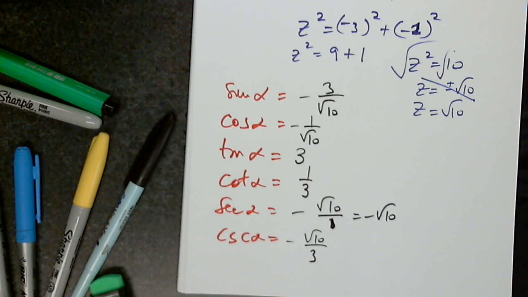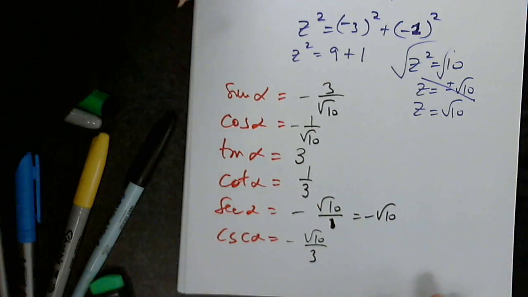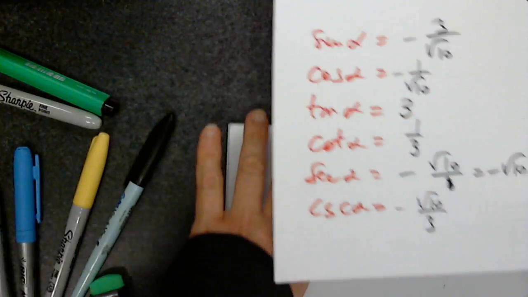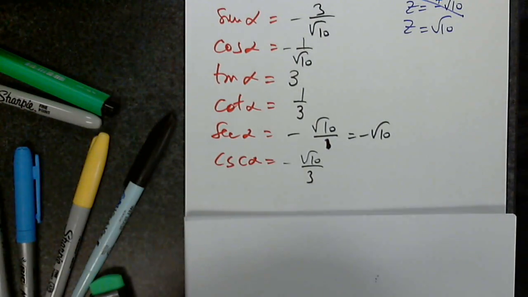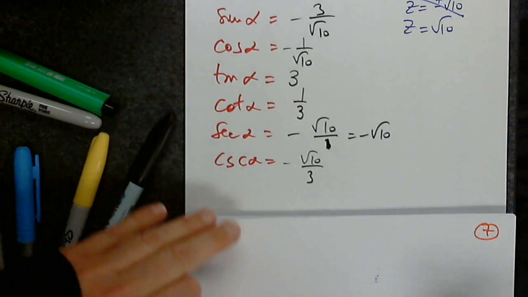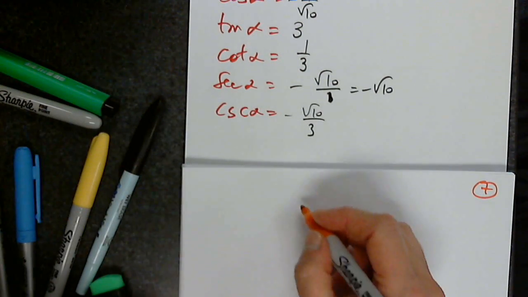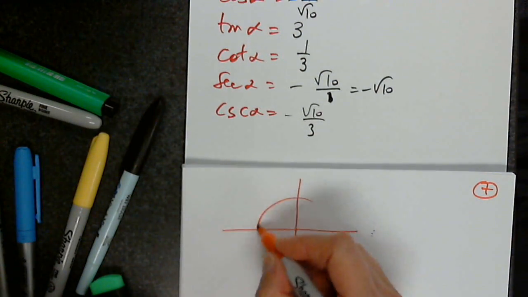Please choose. Evaluate the trig function at the quadrant angle or state that the expression is undefined. Before we look at that, I would like to remind you something around the unit circle. Ready? Okay, here's the unit circle.